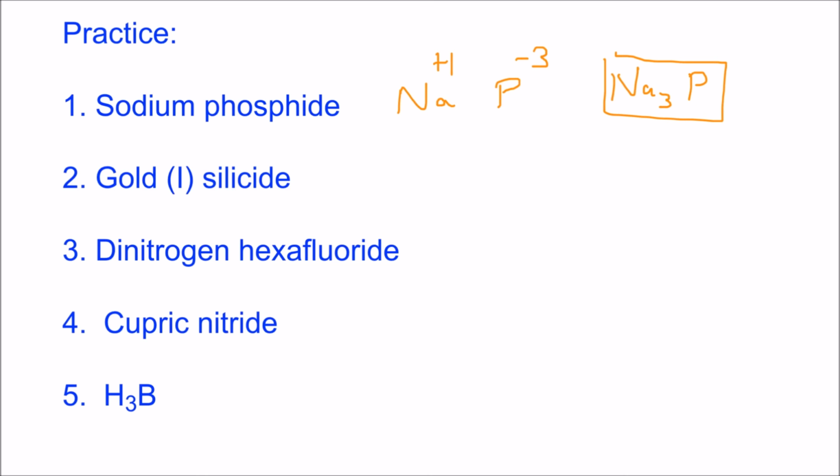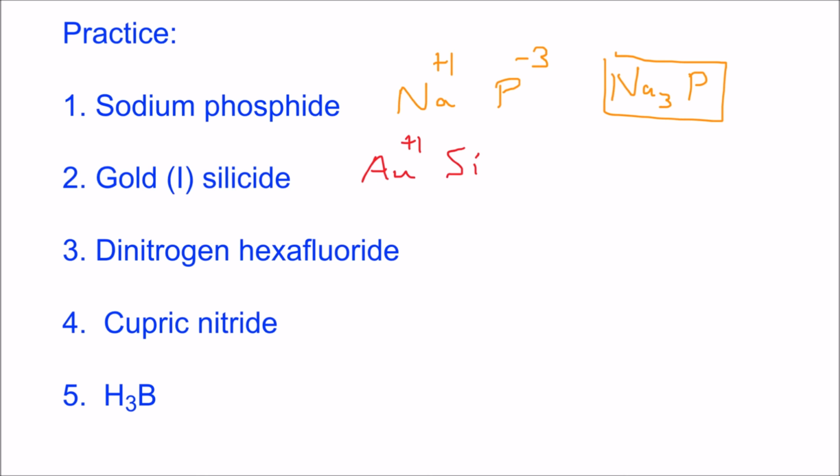Okay, the second question, gold 1 silicide. Okay, IDE indicates that this is a binary molecule. The first element is gold, so we'll write down the atomic symbol for gold, which is Au. Now, the Roman numeral 1 here is indicating that the first element, gold, has an oxidation state of +1, so we'll write that down. Then we look at the stem here, silic. That's indicating that the second element is silicon, so we'll write silicon down.